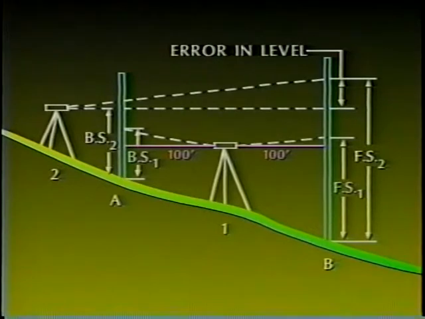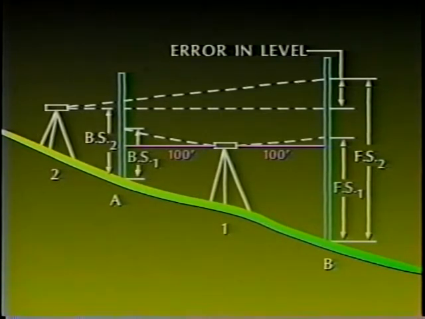By setting the level a short distance from A, the foresight and backsight are intentionally unbalanced. The unbalanced sight distances will exaggerate any error in the mechanical workings of the instrument. Another backsight reading, BS2, is taken on the rod at point A, the point nearest the level. This gives a new elevation for the instrument height at setup point 2.